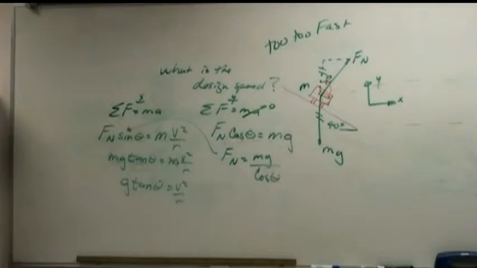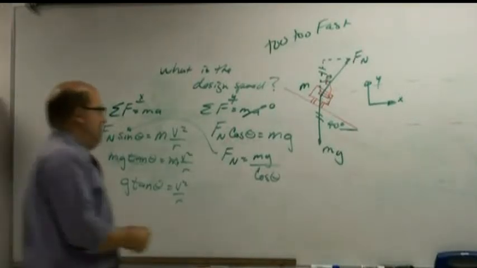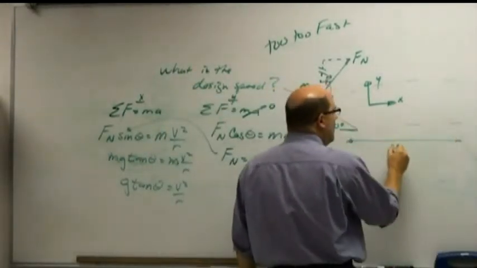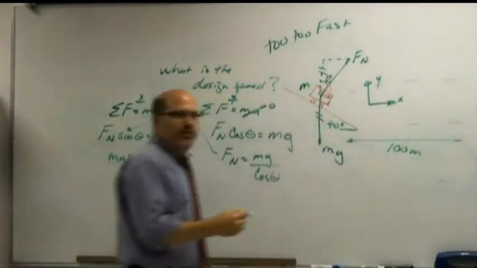So, what do you think the radius of the turn is for a NASCAR turn? A couple hundred feet? 100 feet? No, that's not very far. 100 meters? 500 meters? That'd be about 300 feet. Okay, so let's make the radius of this turn 100 meters.